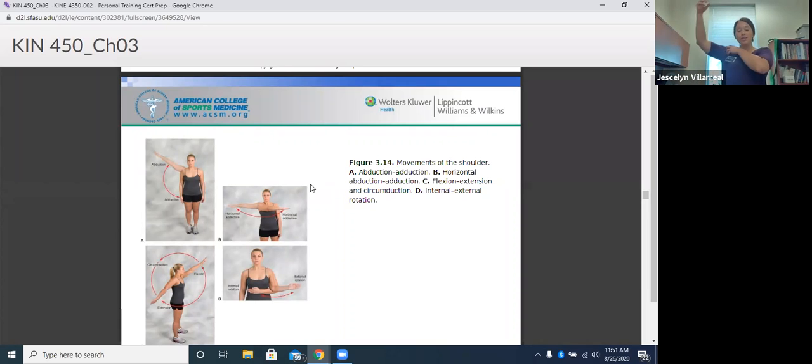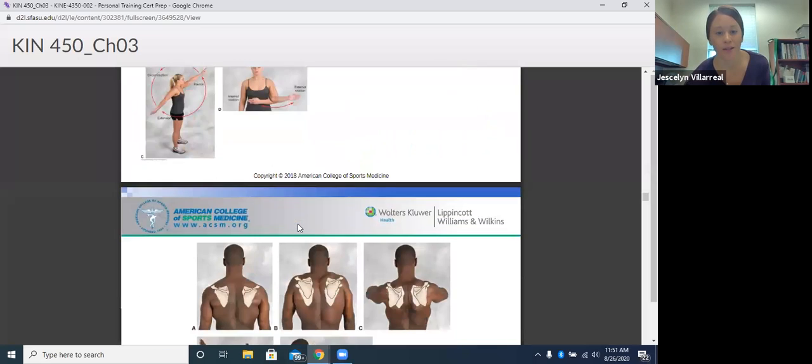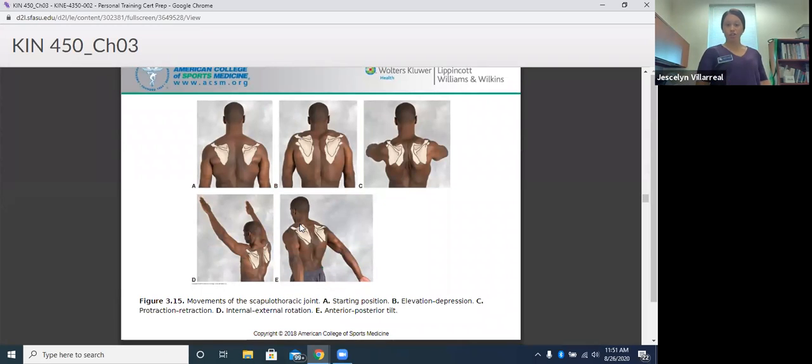All these are movements of the shoulder, or the glenohumeral joint. Now we go into movements of the scapulothoracic joint, so in the back. Starting position is neutral, shoulders nice and relaxed. We can go into elevation, which means shoulders up to the ears, practice with me, and then depression, pulling the shoulders down. Protraction would be pushing forward, winging almost. Retraction would be pulling them back.